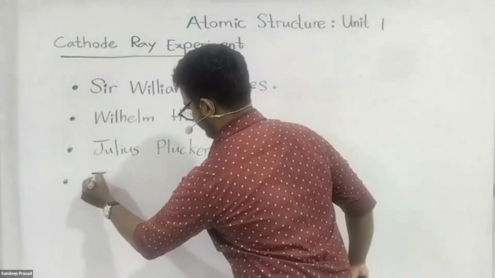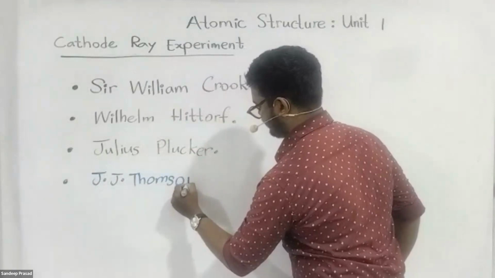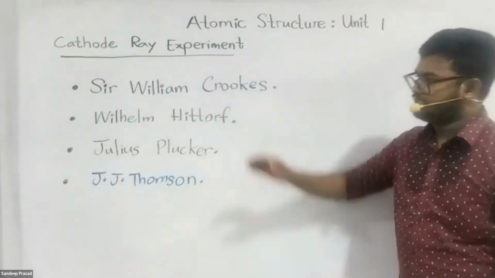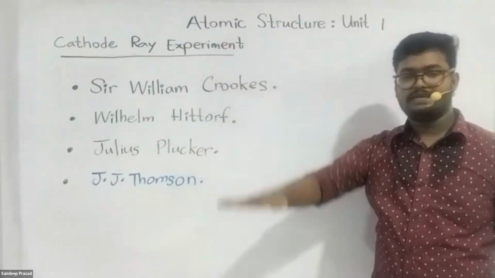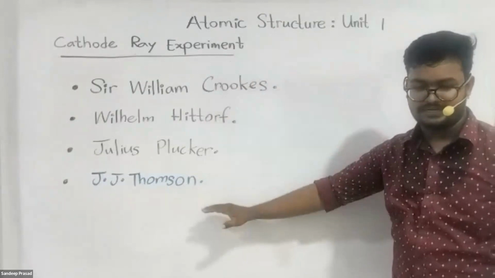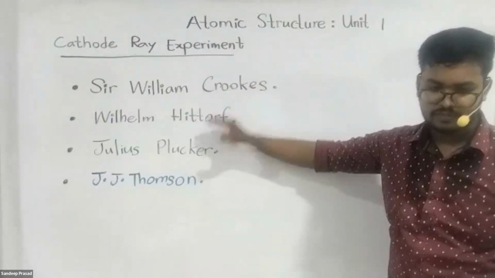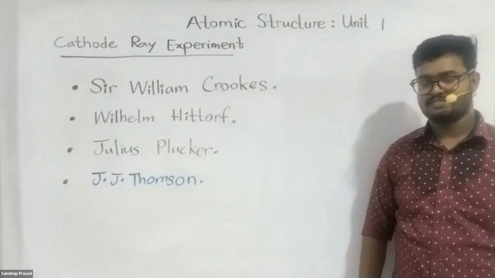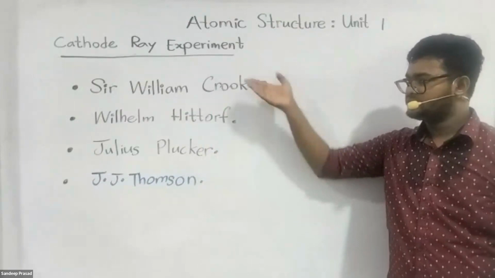J.J. Thompson. Students, remember we are discussing the story of the electron. Under the cathode ray experiment, we are discussing today the story of the electron, how they found the electron. Okay? So listen to this story carefully. There were four scientists, a bunch of scientists: Sir William Crookes, Wilhelm Wittorf, Julius Plucker, and J.J. Thompson. There were four scientists. And what did they do actually? What did they do, Sir William Crookes, Wilhelm Wittorf, Julius Plucker, and J.J. Thompson?